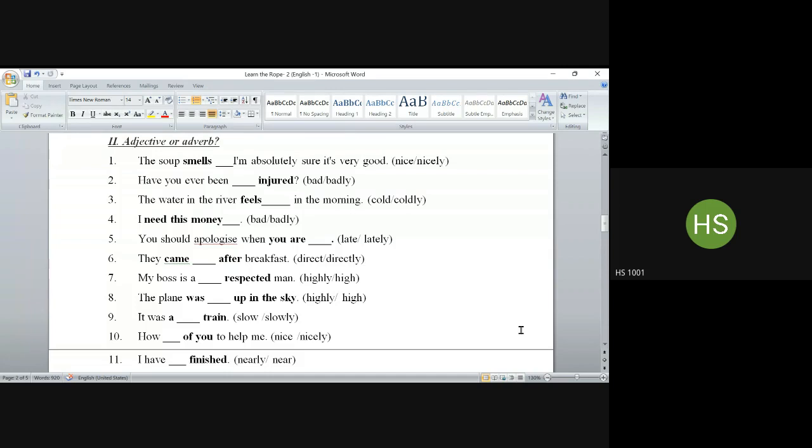Second one: have you ever been dash injured? Badly. Okay, have you ever been badly injured? Now, what is injured here? Is it an adverb? Injured is what? Adverb. Verb. Oh, sorry, verb. Yeah. Have you ever been badly injured? And injured is what? It's a verb. Yes, ma'am, it's a verb.